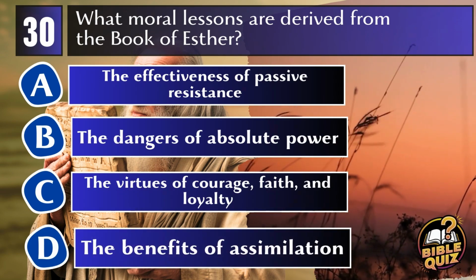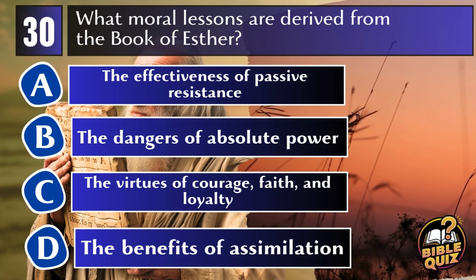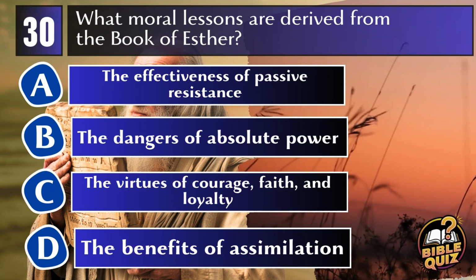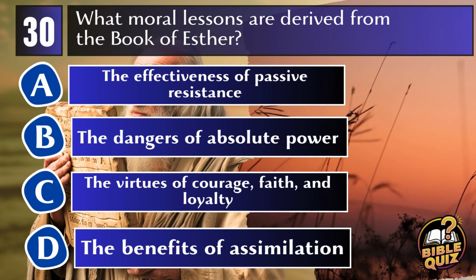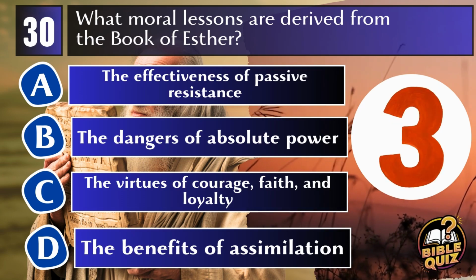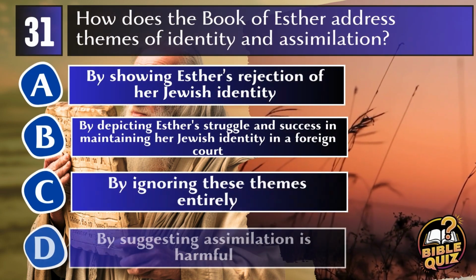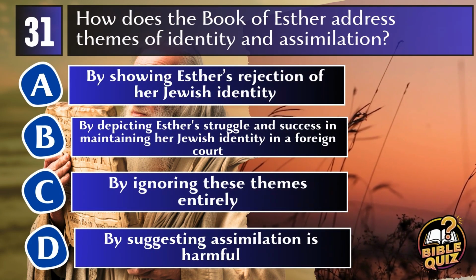Question 30. What moral lessons are derived from the Book of Esther? A. The effectiveness of passive resistance. B. The dangers of absolute power. C. The virtues of courage, faith, and loyalty. D. The benefits of assimilation. Answer: C. The virtues of courage, faith, and loyalty. The Book of Esther teaches moral lessons on the virtues of courage, faith, and loyalty, illustrating how Esther's brave actions, driven by her loyalty to her people and faith in her cousin's wisdom, led to the salvation of the Jews in Persia.